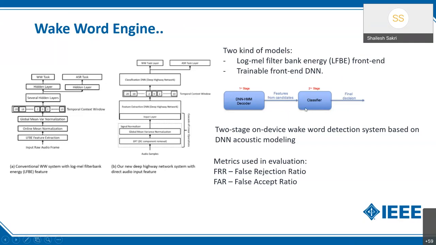So what's the benefit of using this? There are two kinds of metrics that are used in wake word detection. One is called the false rejection ratio, which is FRR, which determines how well it detects. The opposite of that is the true positive: one minus FRR is the true positive. So if it is a 0% FRR, it means 100% detection. If it is a 10% FRR, it means 90% detection.